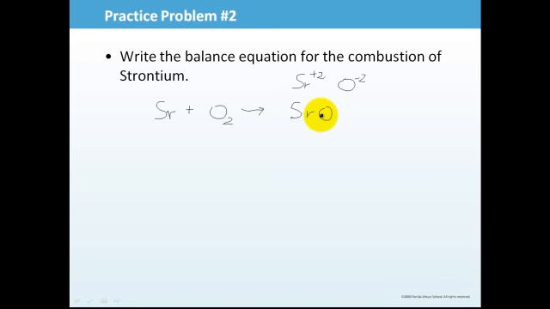Alright, so now we have our skeletal equation. Now we need to go ahead and balance this. The Srs are okay, one on each side. For the O's, we've got 2 on the left and only 1 on the right. So we need to put a 2 in front of SrO. That affects the Srs, so over on the left side we need to put a 2 there also. So our final balanced equation would be 2Sr plus O2 yields 2SrO. So check your answer, see how you did on that one.